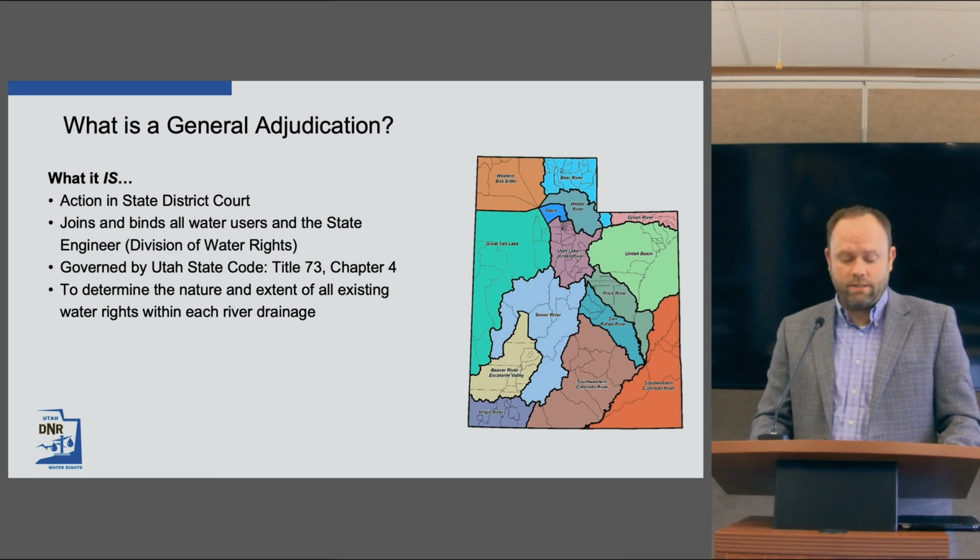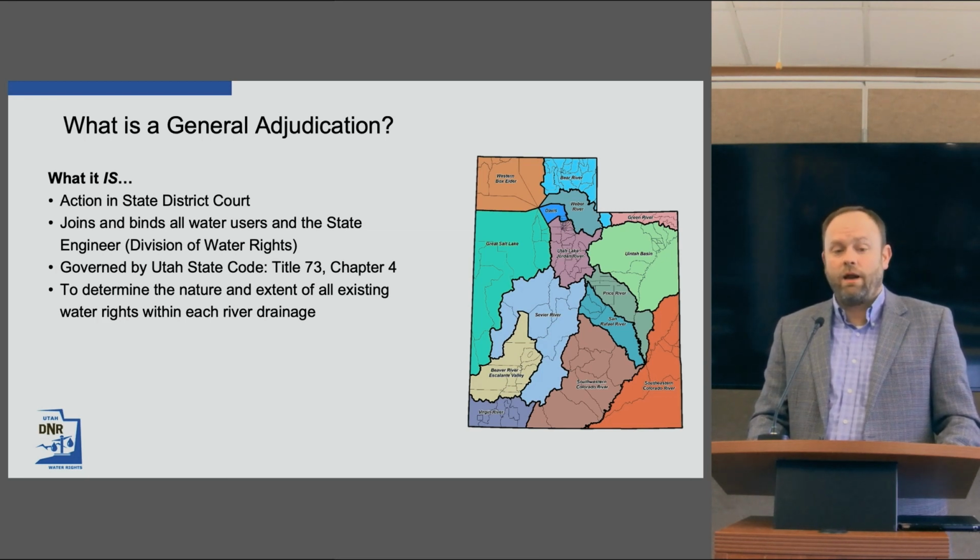Referencing the map that you can see there, you can see that every hydrologic boundary or basin in the state of Utah is or has been under a general adjudication order. The earliest ones were done back in the 1920s with the Weber, Ogden, and Sevier. And we continue working in the adjudication today.